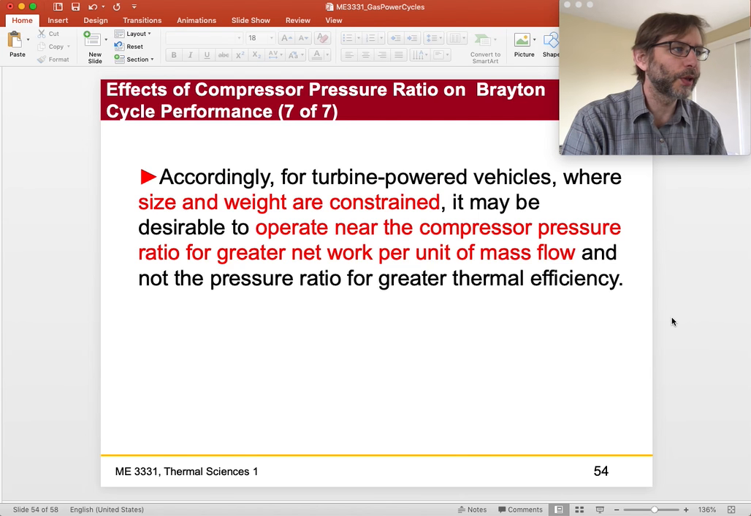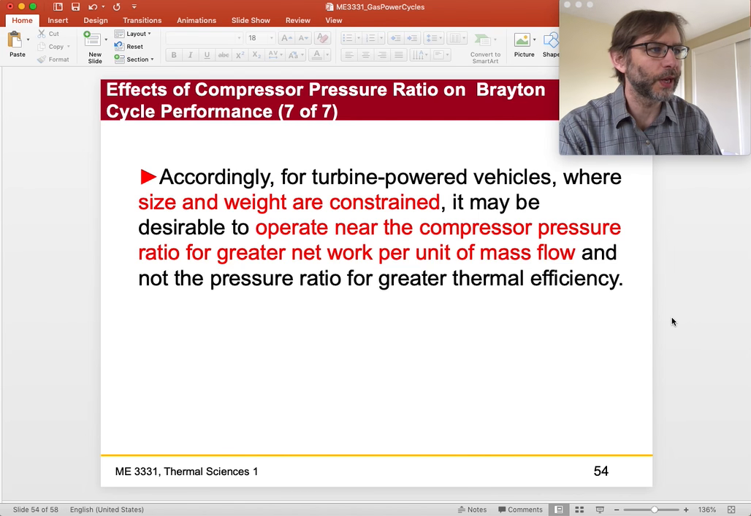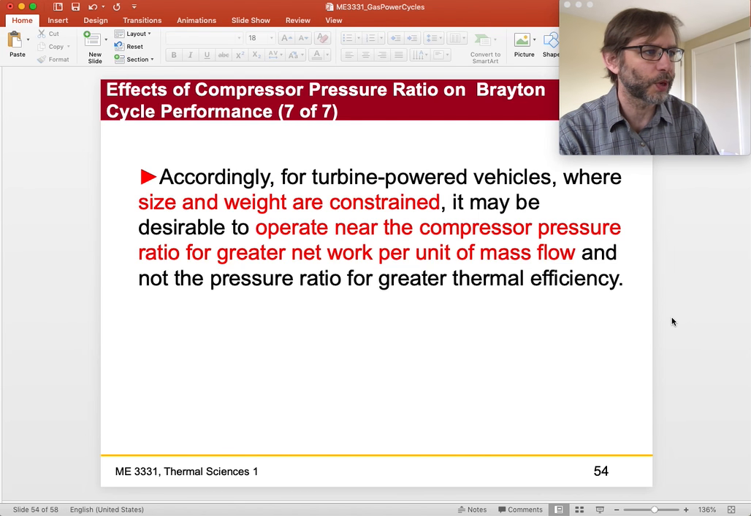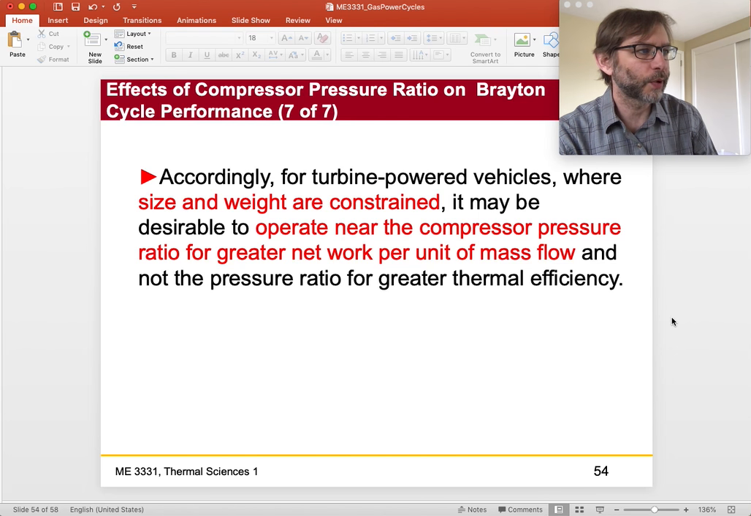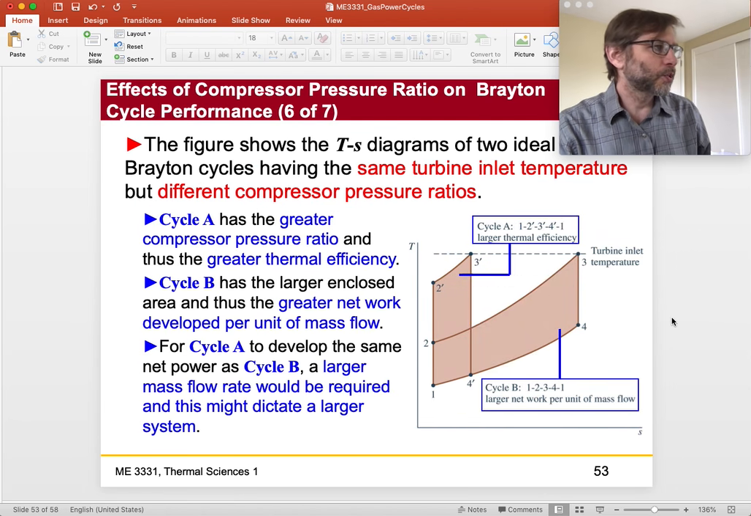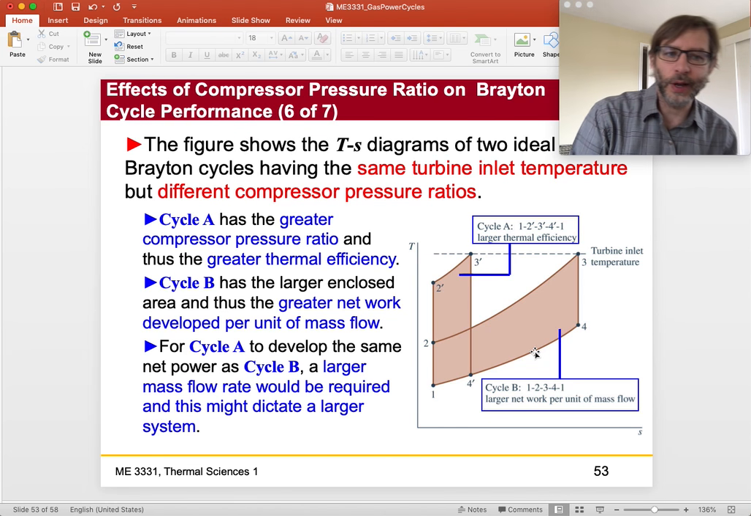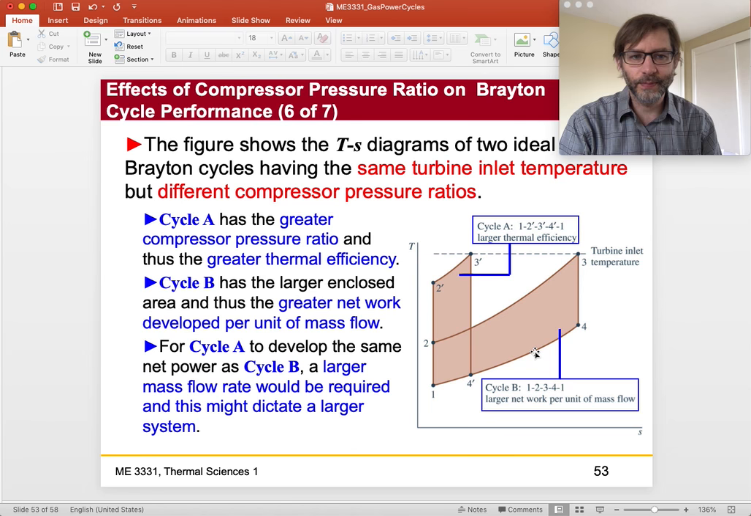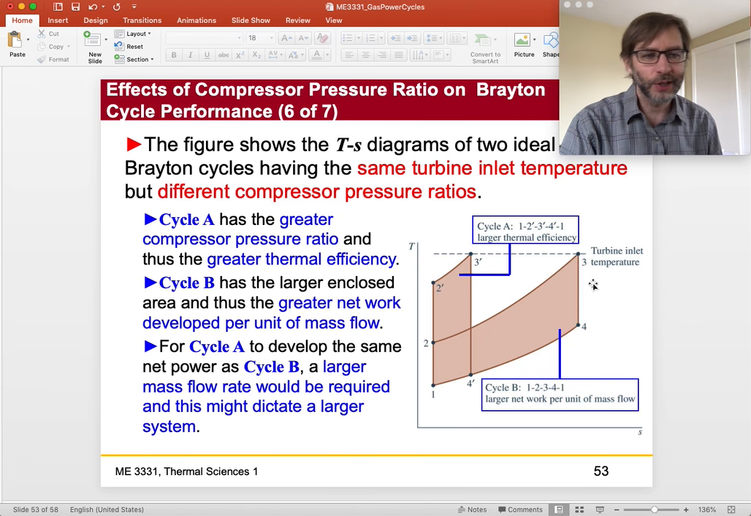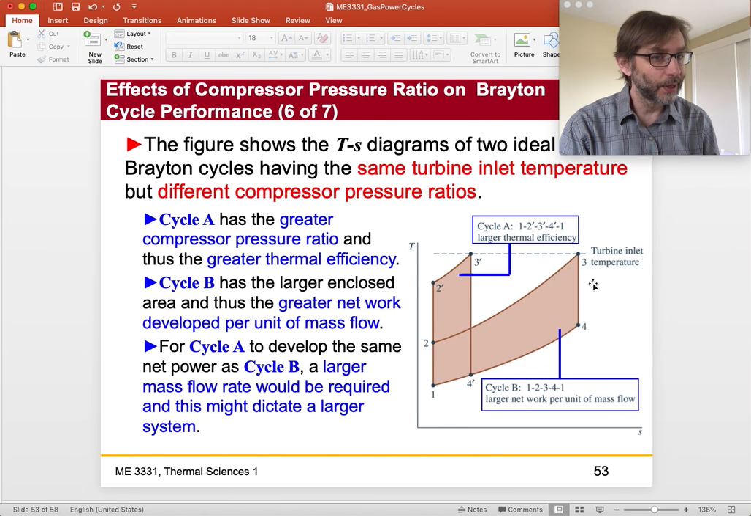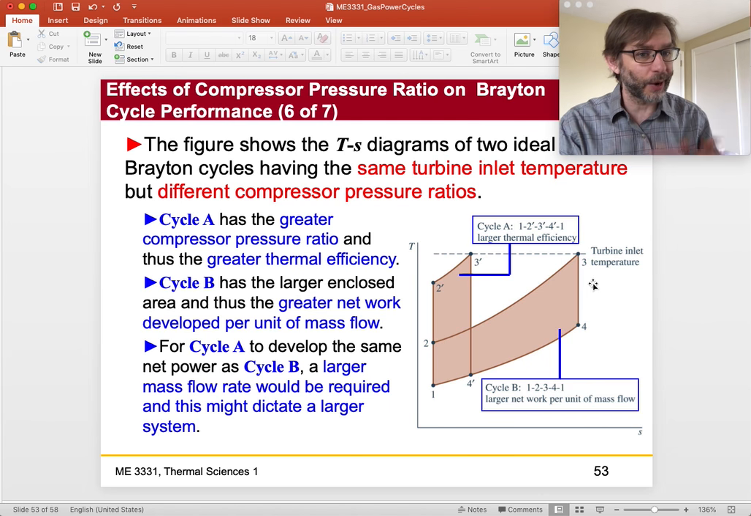So, accordingly, for turbine-powered vehicles where size and weight are constrained, it may be desired to operate near the compressor pressure ratio for the greater net work per unit of mass flow, and not the pressure ratio for greatest thermal efficiency. Right. So, if you have a jet engine for a fighter jet, which is a gas turbine, you'd want to operate like 1, 2, 3, 4 here. We want the maximum amount for the smallest package. So you may not have a very efficient engine, but you've got one that has a lot of power for the given size.